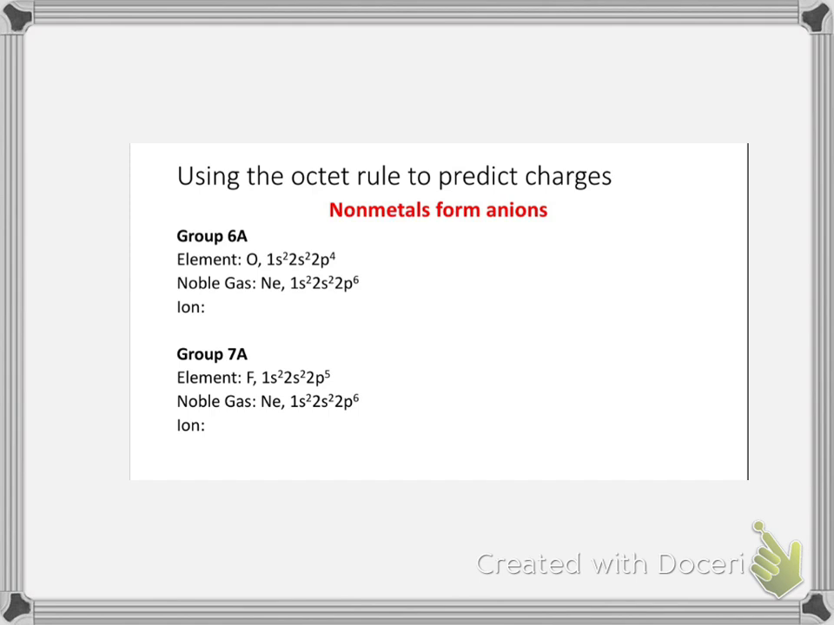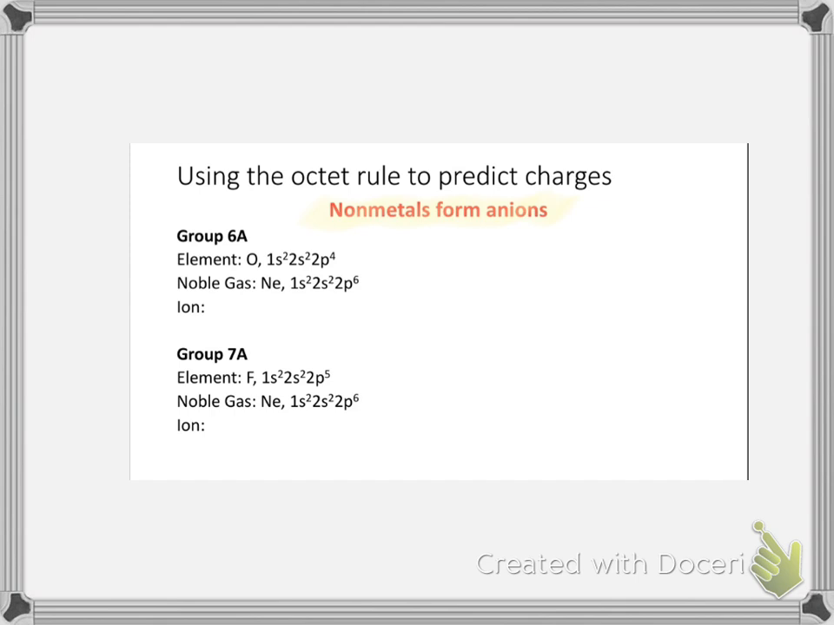So here's the nonmetals, and I'm going to highlight this because for me, this is something that helps me not make mistakes, and it's one of those basic pieces of information that can often steer me in the right direction. So nonmetals, which are on the right-hand side of the periodic table, form anions, which means they gain electrons.